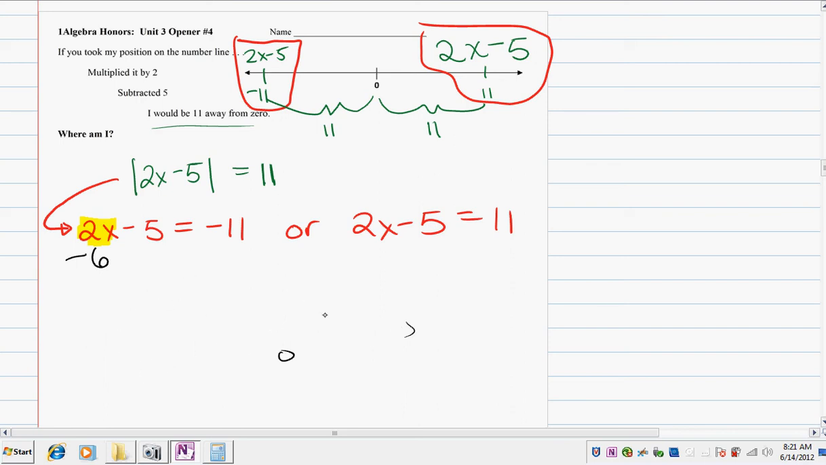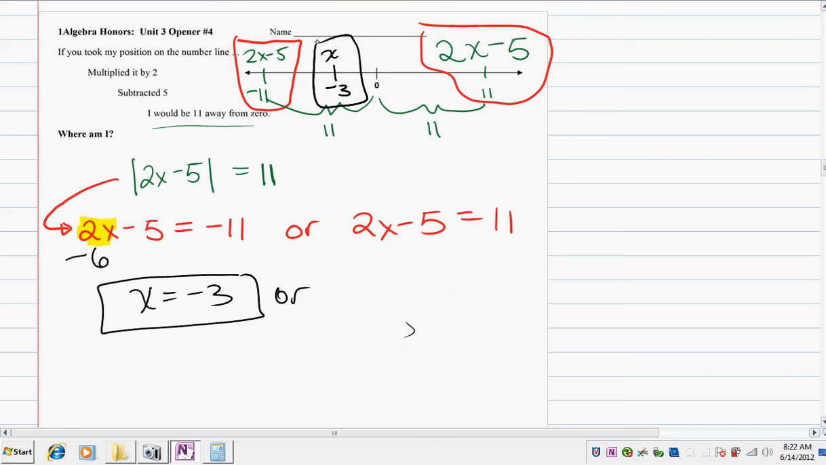So twice my position must be negative 6. So 2 times what gives me negative 6? Well, in this case, negative 3. Twice negative 3 gives me negative 6. So I'm saying I'm at negative 3 is where my x is then. So that's one of my positions.